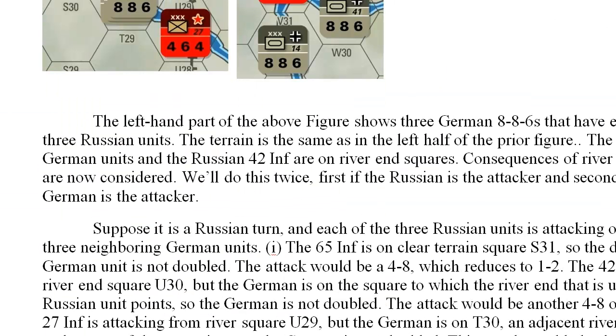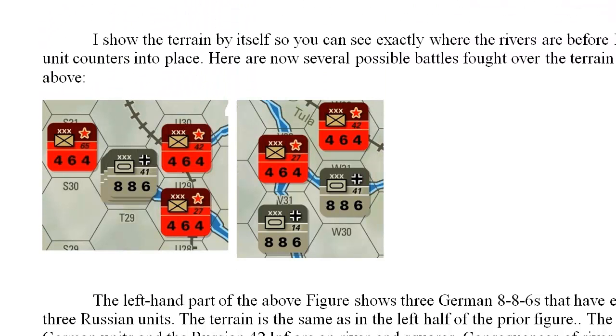Now let's consider some actual examples of units fighting over that terrain. Here we have three 4-6-4s and a stack of 8-8-6s. The German units are on a river end square. If they attack, well, let's see. This Russian unit is on an adjoining square of the same river. It's not doubled. This Russian unit is behind the river relative to these Germans. It is doubled.